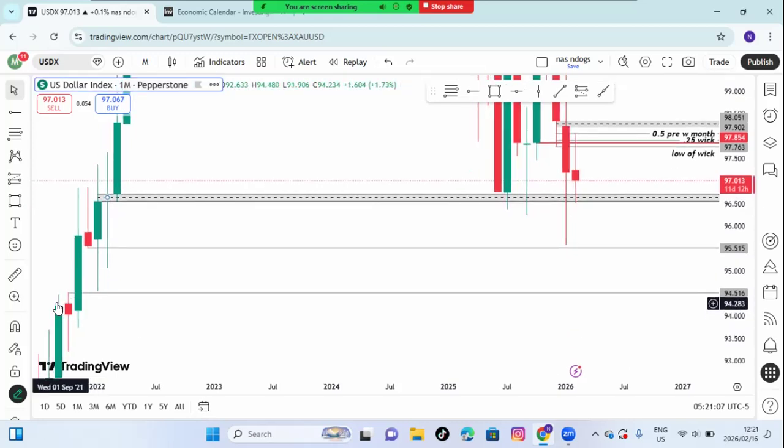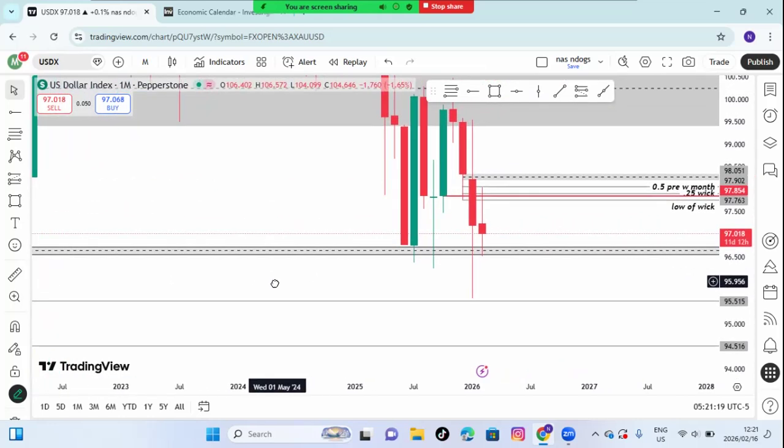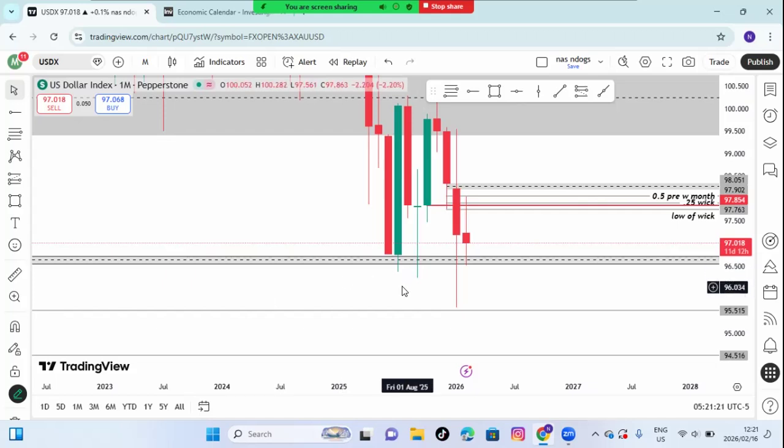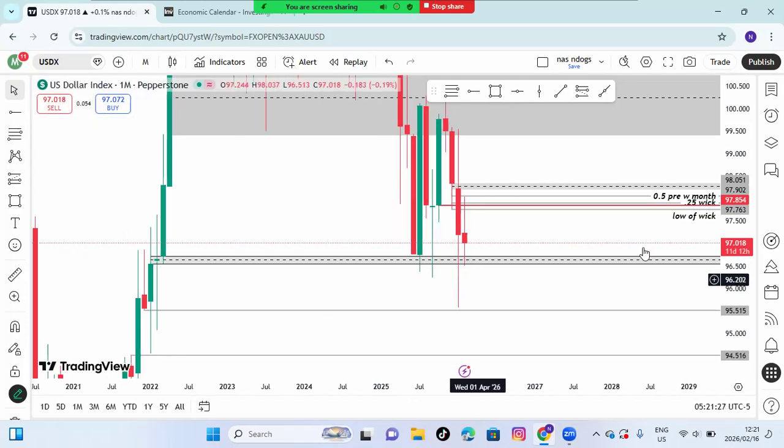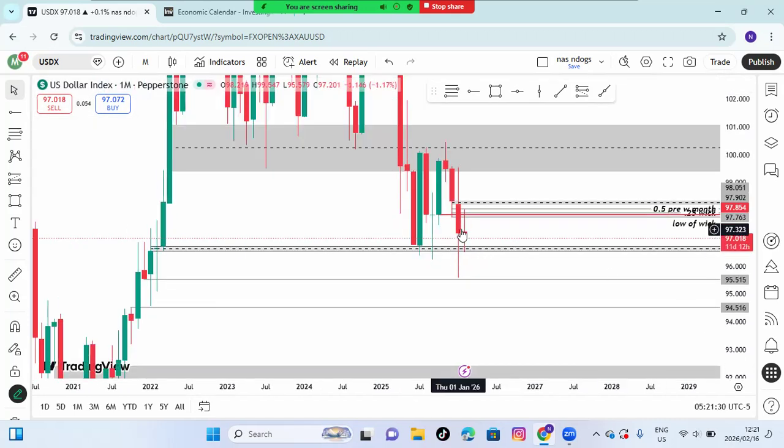Change of state of delivery happened here, right? So this is a beautiful area here for the market to draw into after passing here, right? So that's what I can see. Let's go on the weekly. So from the monthly time frame, we can see that this thing wants to draw in here, right?